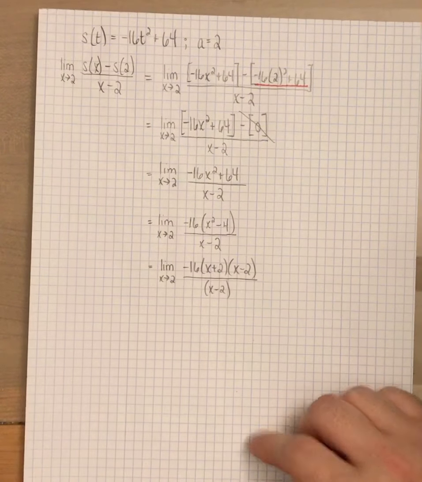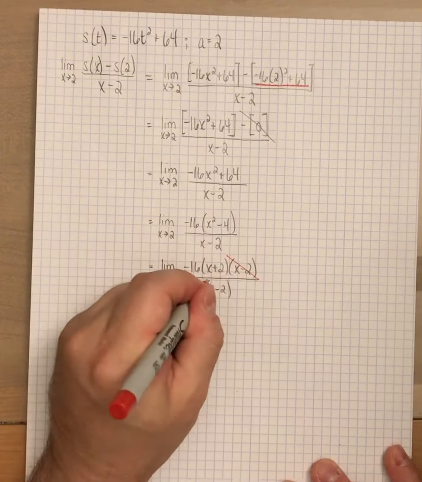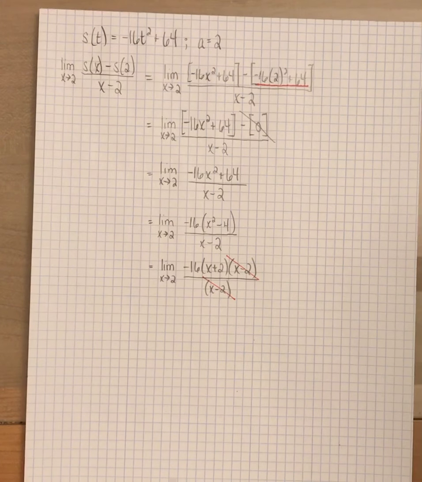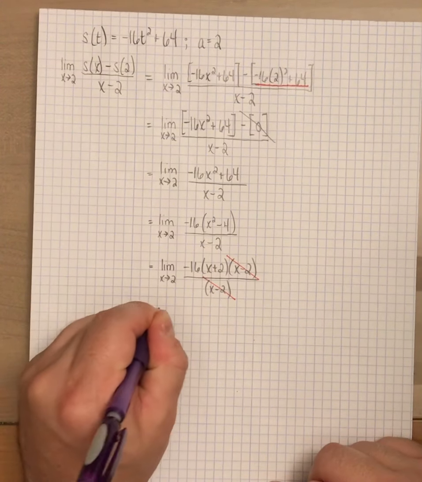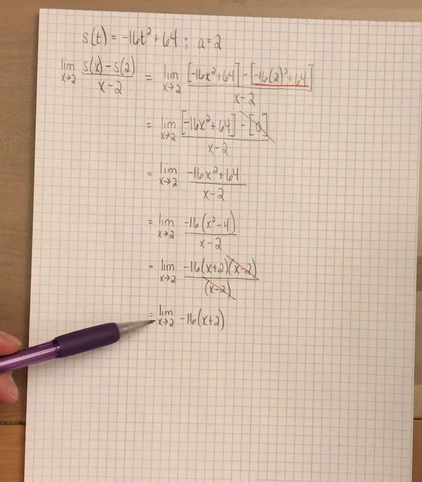And that gets us the factor of x minus 2 in the numerator to cancel with the factor of x minus 2 in the denominator. So what we have then is negative 16 times x plus 2. And this expression is equivalent to the original at all values of x except for 2. But since that's where the limit is approaching, we never actually use it.